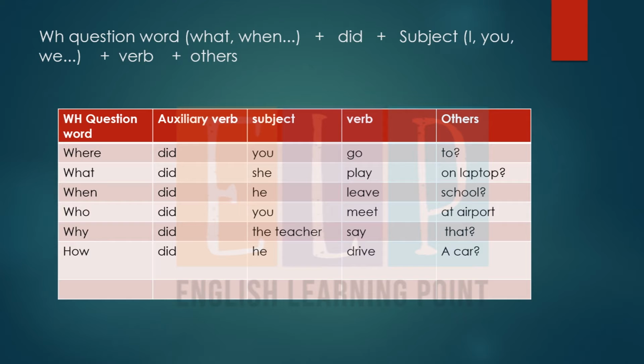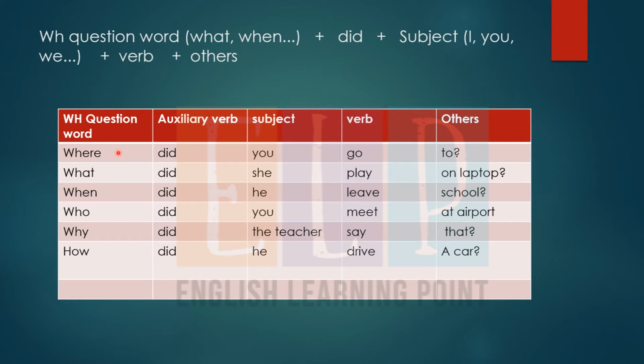Here these all are WH questions, and then we use the auxiliary verb. What is our auxiliary verb? Like did, this is the auxiliary verb. Then we use the subject and then the first form of the verb and then the object. Like: Where did you go to? This is the WH question. Where did you go to? This is called an interrogative sentence.